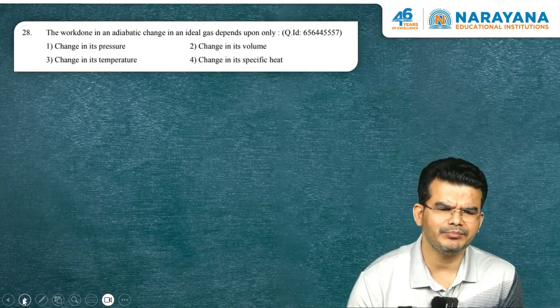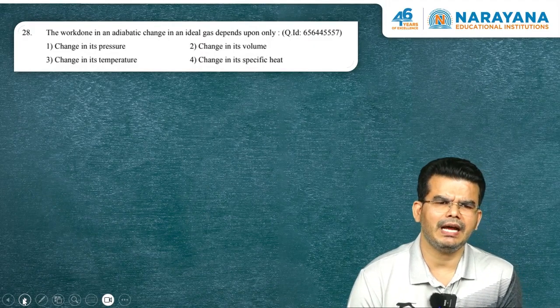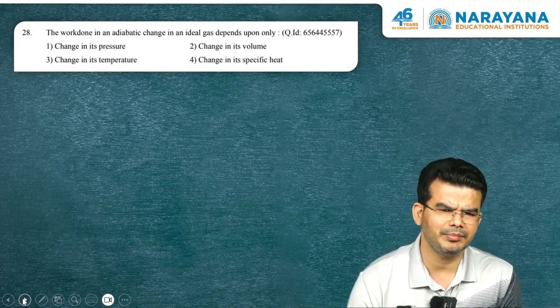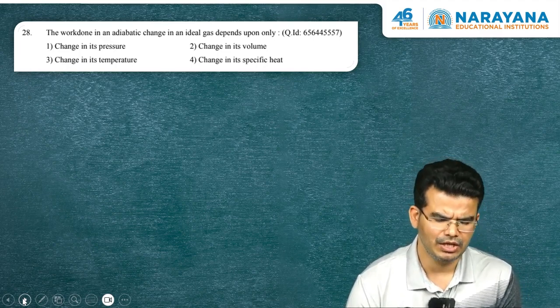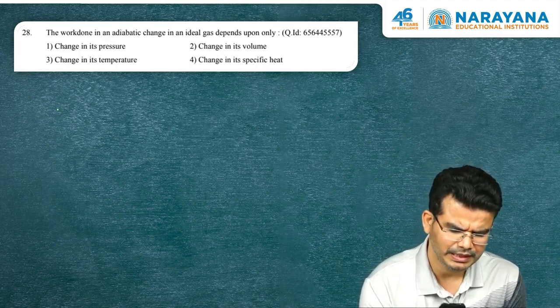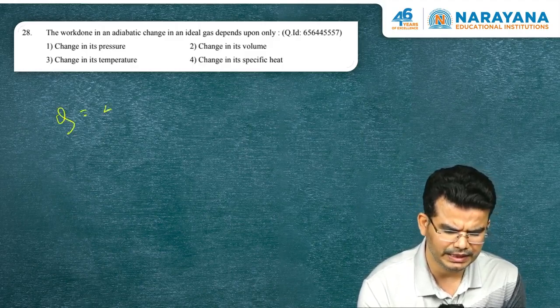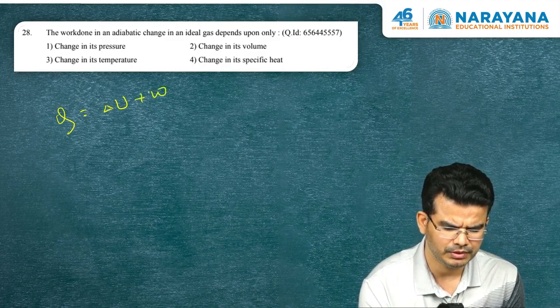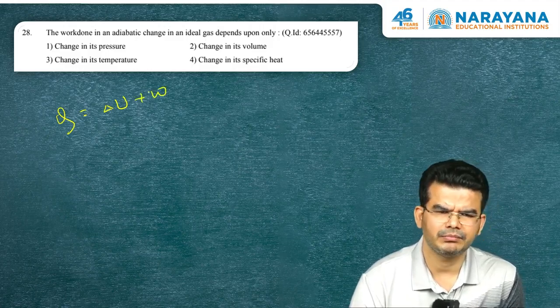Next one is again a very simple question. The work done in an adiabatic change in an ideal gas depends upon what they are saying. So, we can say that according to the first law, we know very simply that Q equal to delta U plus W. Okay. This is by the first law.